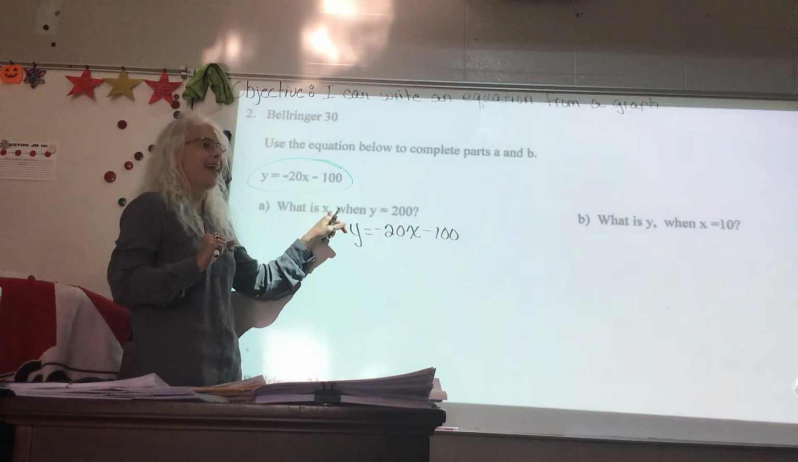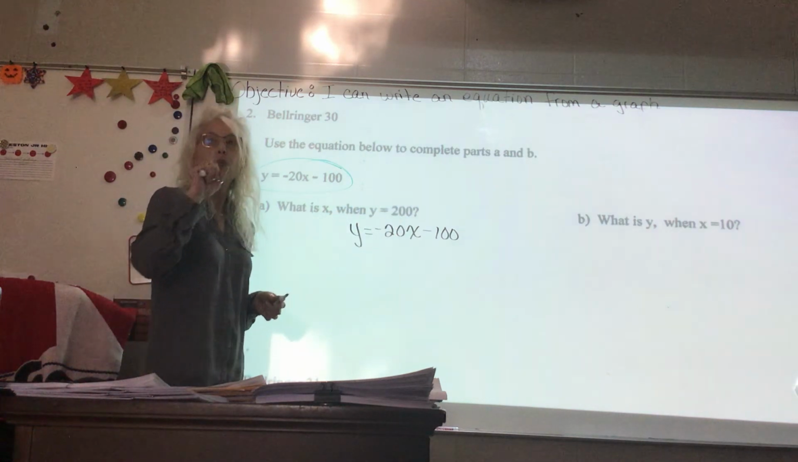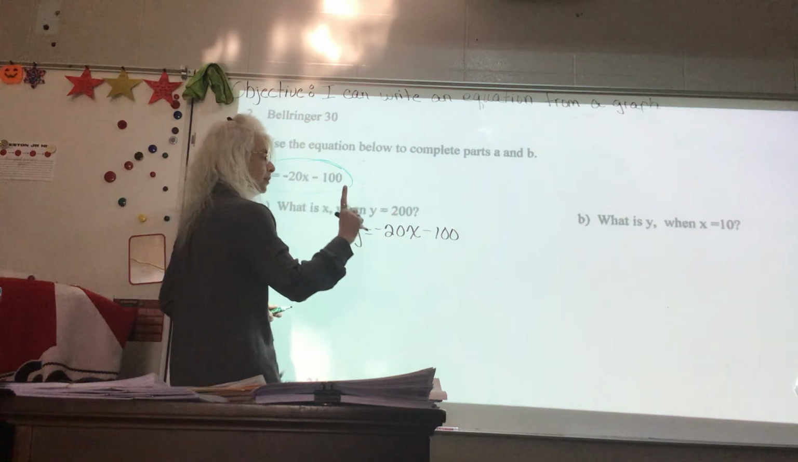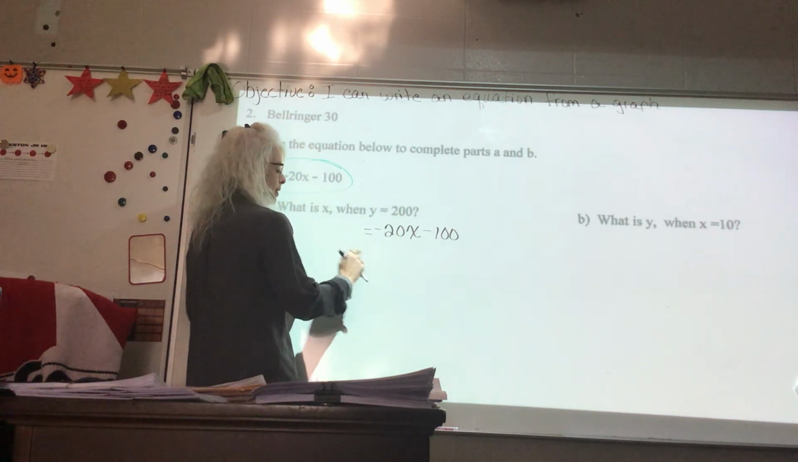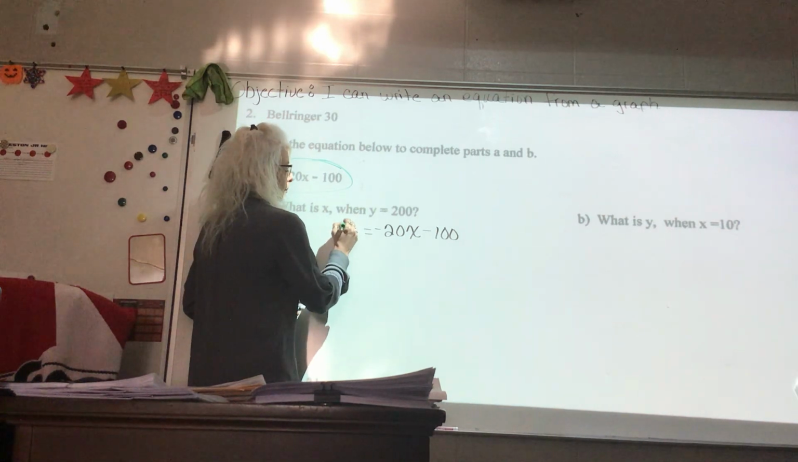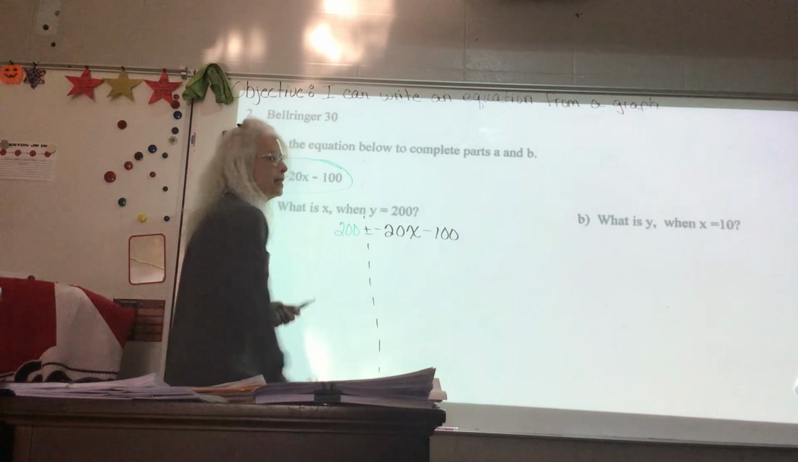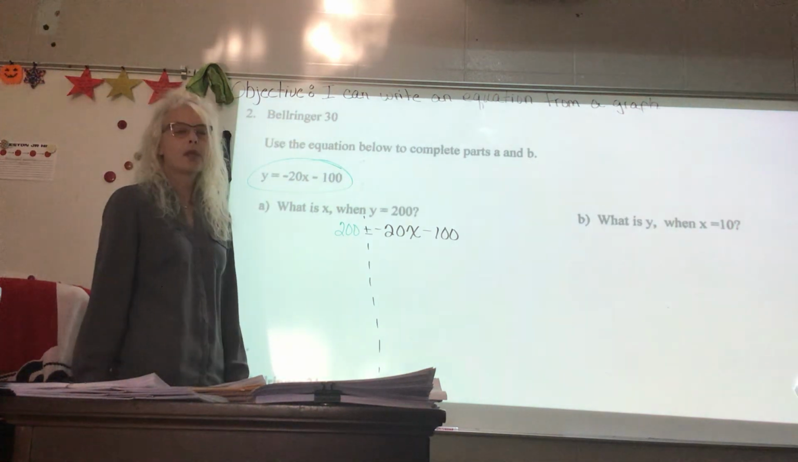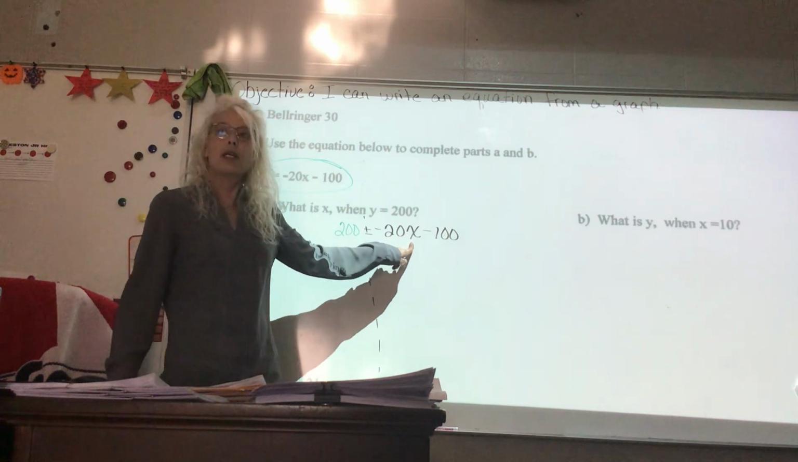What is x when y equals 200? So which variable am I going to erase? I'm going to erase the y, and what am I going to substitute in its place? 200. Find the equal sign and dot it. Now, is my variable isolated?